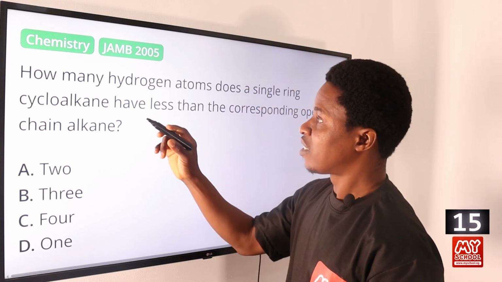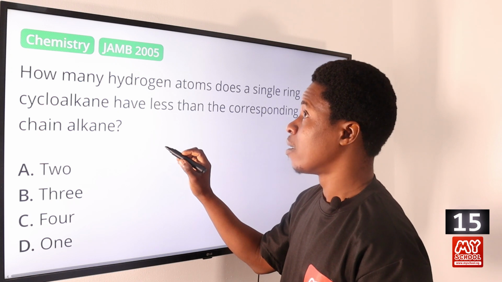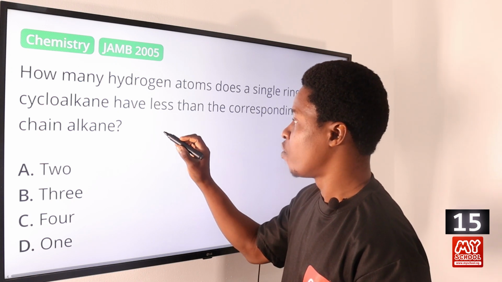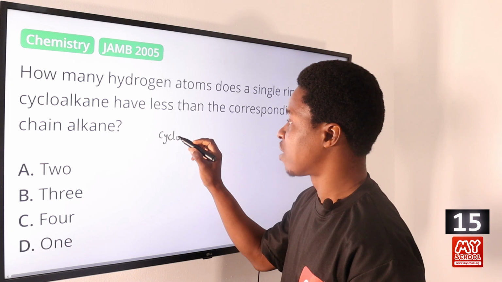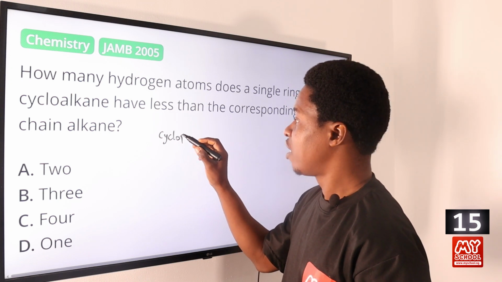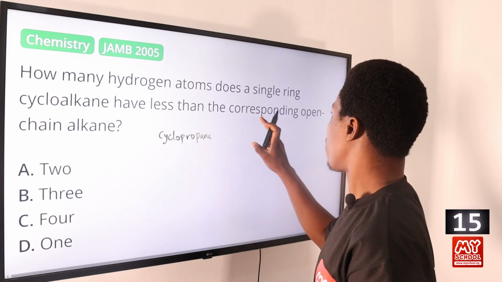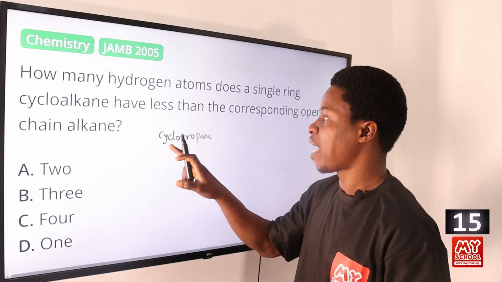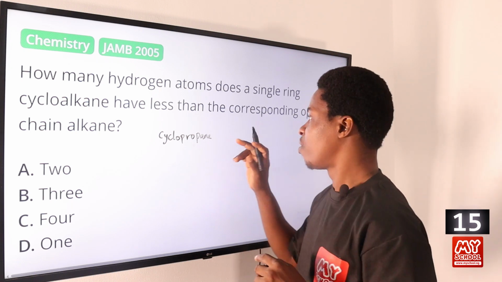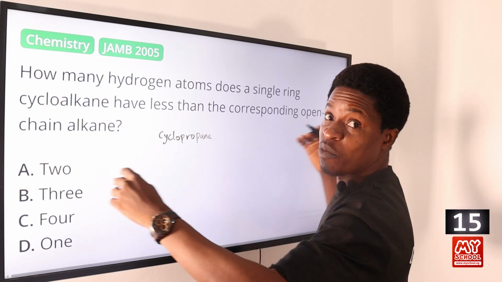So for cycloalkane, let's use cyclopropane, with its corresponding open chain. Propane has 3 carbon atoms, so the corresponding open chain, straight chain, will be propane.